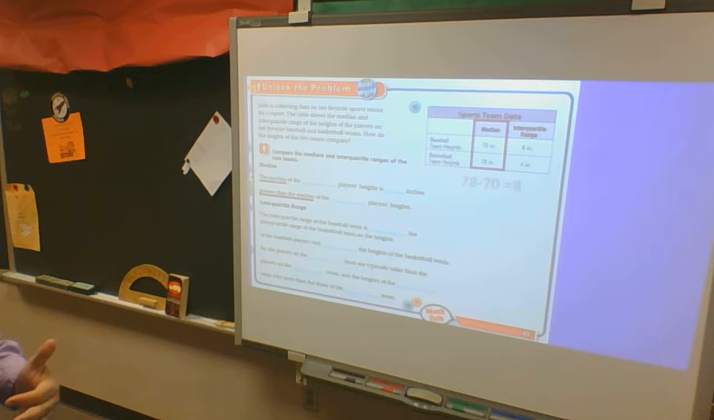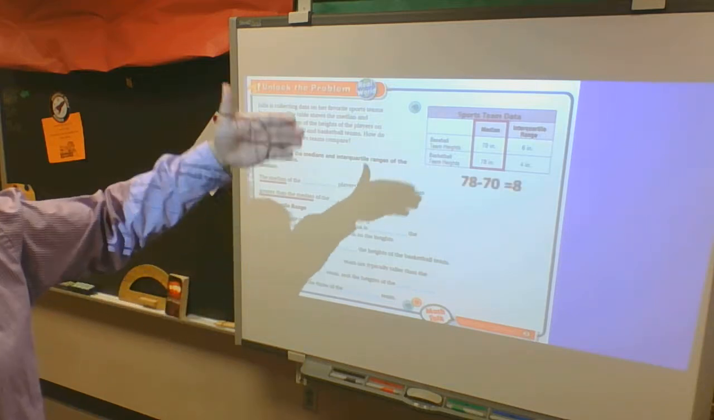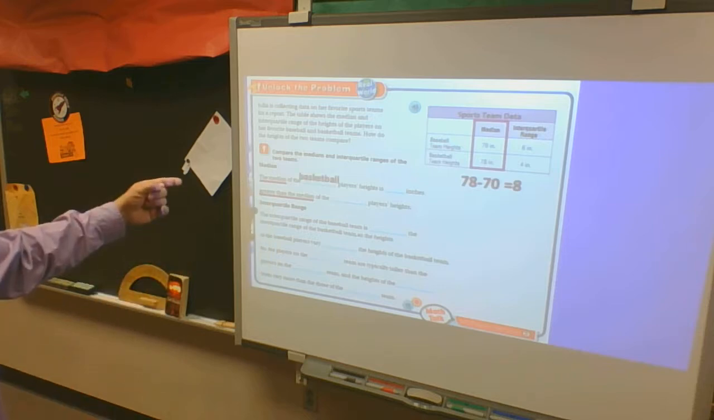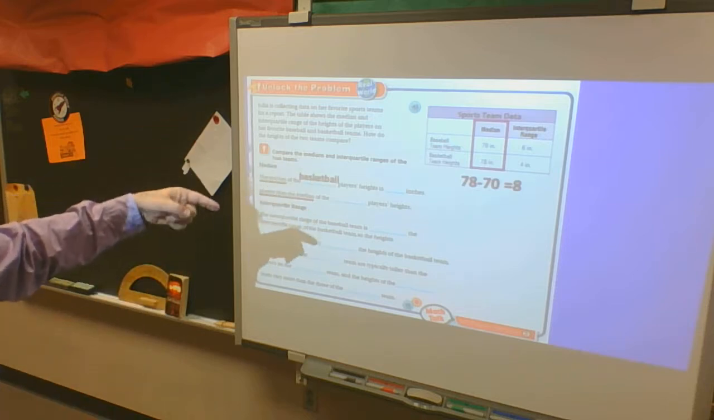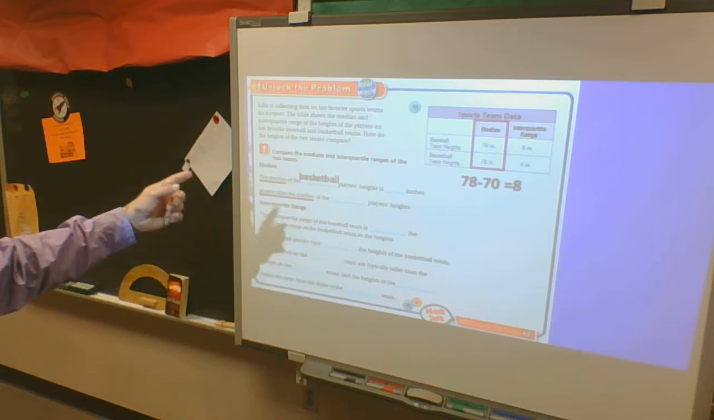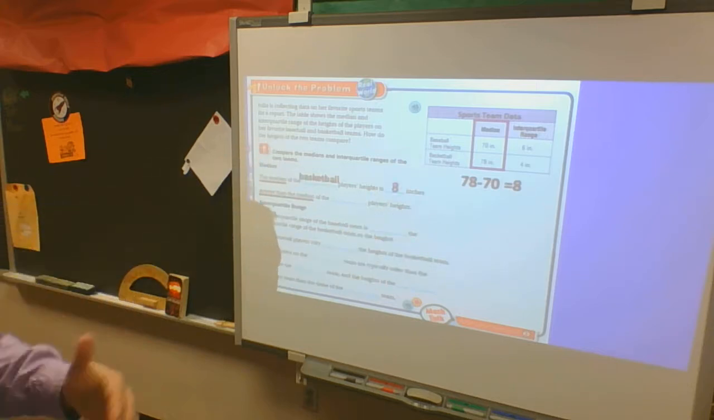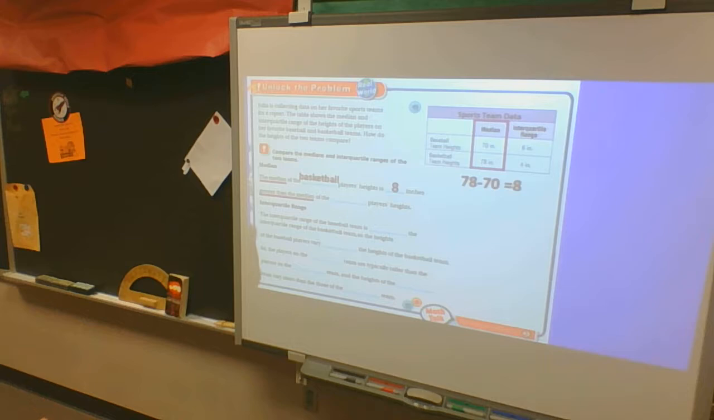So when I look at the difference between the two, I have a difference of 8 inches. So the median of the basketball player's height is, and then it says greater than, so that's where the 8 comes into play. It's 8 inches greater than the median of the second team, which is the baseball players.